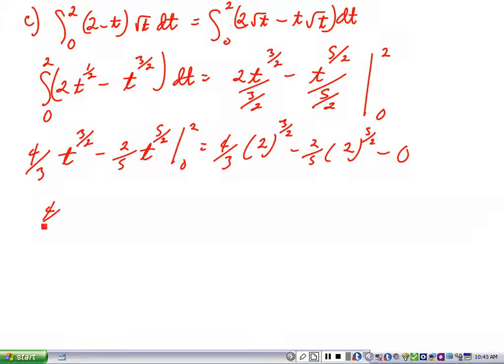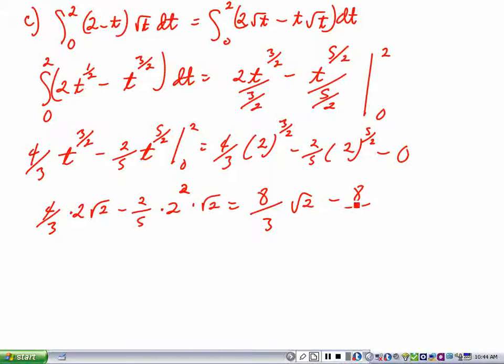So this is 4/3 times 2 times the square root of 2 minus 2/5 times 2 to the 2nd times the square root of 2. This is 8/3 times the square root of 2 minus 8/5 times the square root of 2. This gives us 16/15 times the square root of 2.